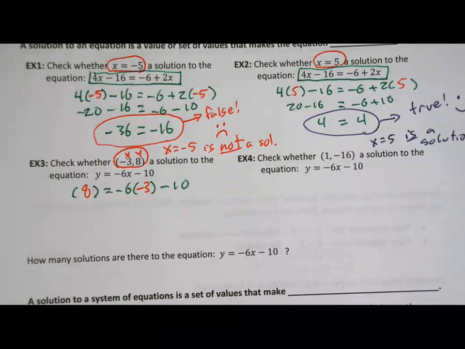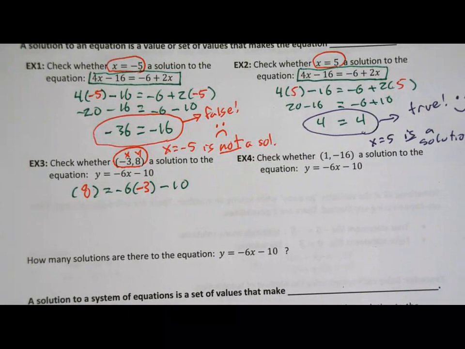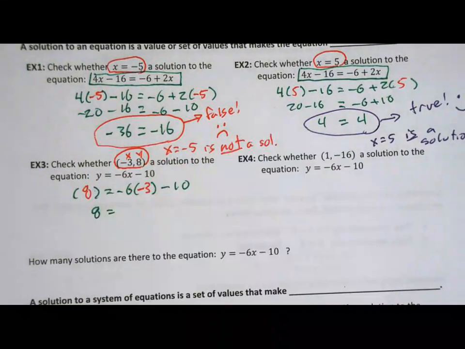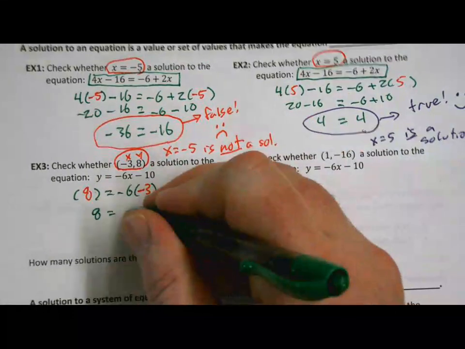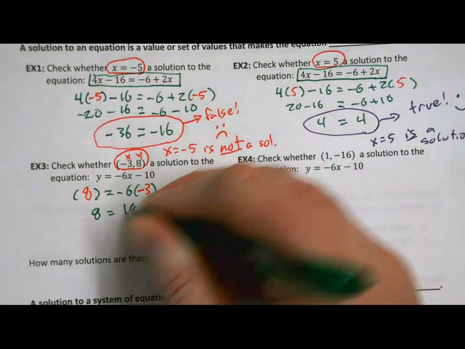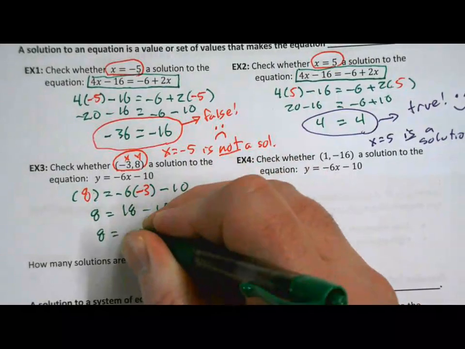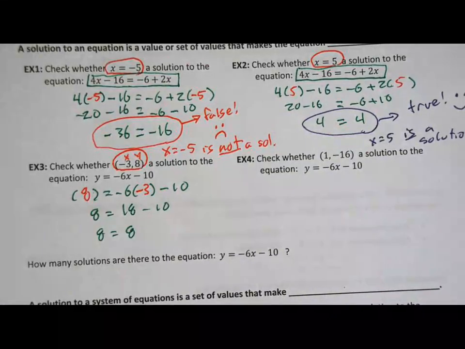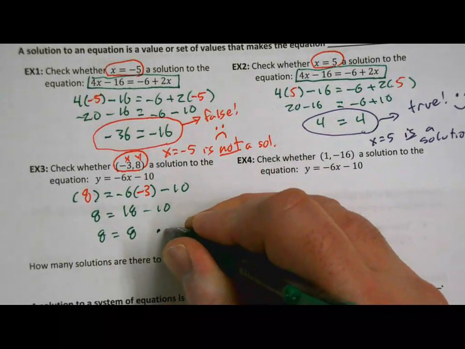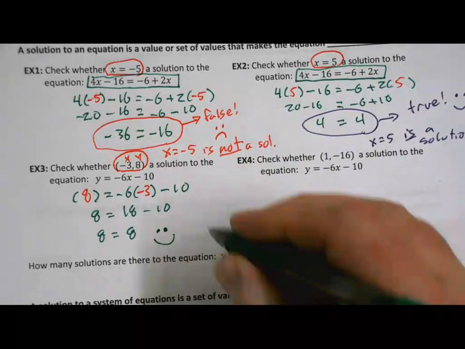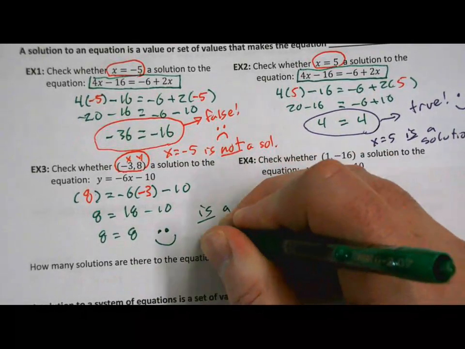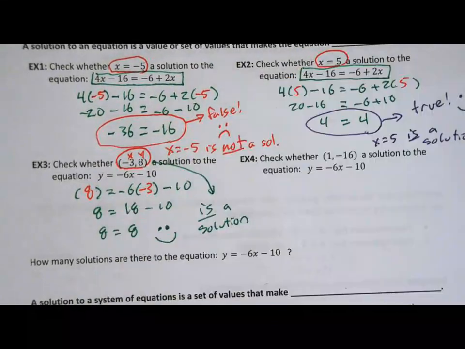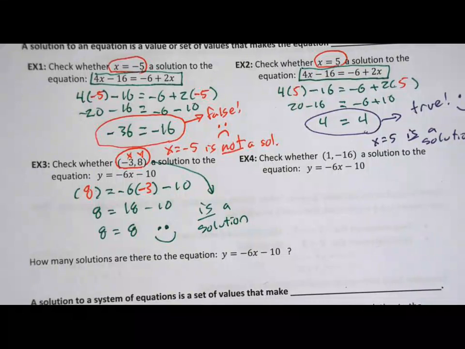This one's going to go pretty quick. Let's see if this works out and makes us happy. That's already a single number. -6 times -3 is 18. 18 minus 10 is 8. What's that tell us? It is a solution. -3, 8 is a solution to that equation.